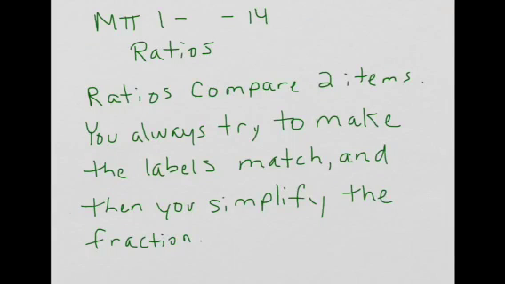All right, open up your MTT, and we're going to talk about ratios tonight. Ratios are fractions that compare two different items. When we're taking ratios and writing them as fractions in simplest form, we always try to make the labels match. So in your notes, you're going to write: ratios compare two items. You always try to make the labels match, and then you simplify the fraction.